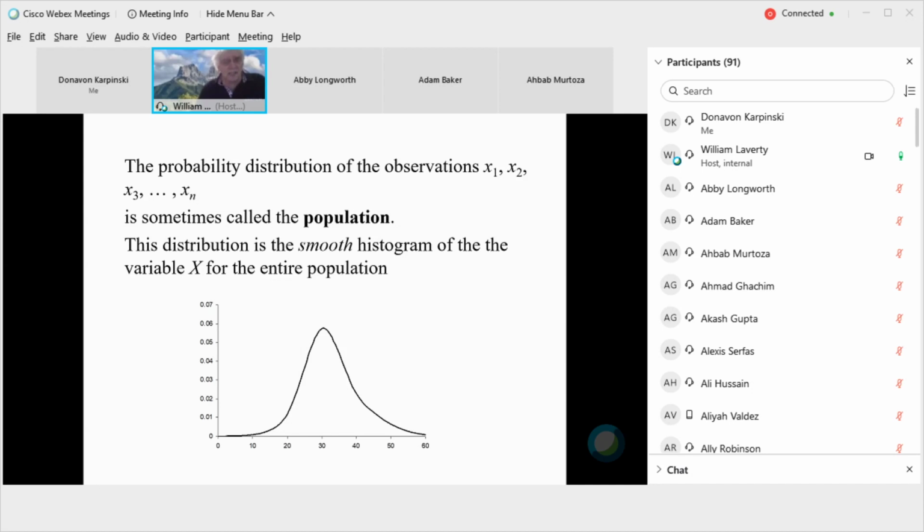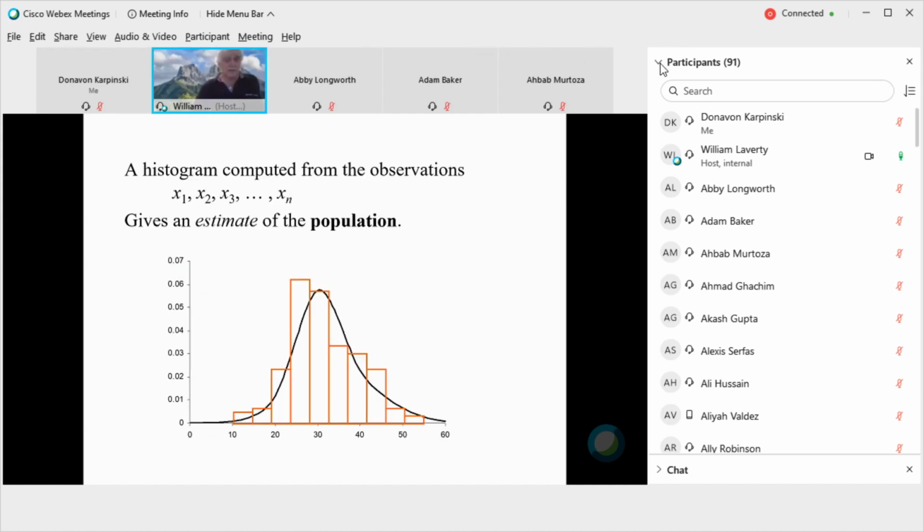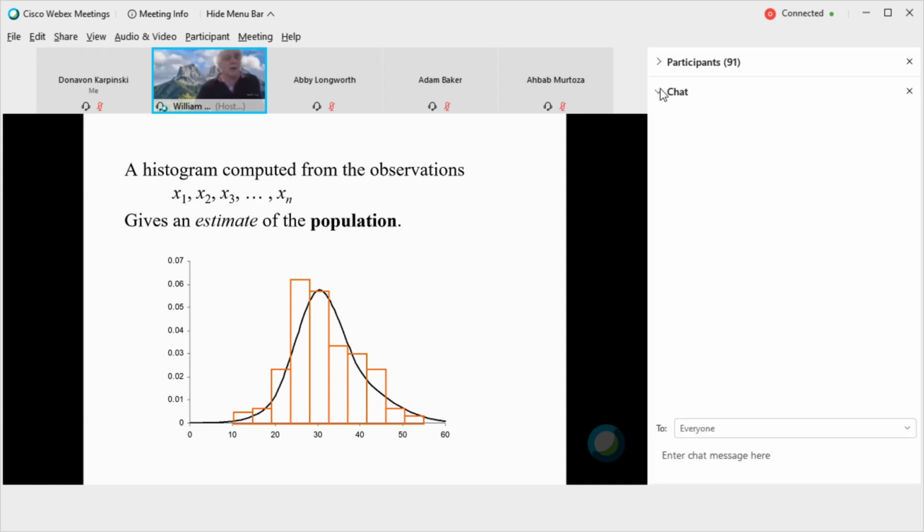This is a smooth histogram of the variable X for the entire population. The population is unobserved unless you observe all observations in the population. This is a histogram computed from the observations. It gives you an estimate of the population. This estimate becomes more accurate the larger the sample you choose. The rectangular diagram becomes a smooth diagram.